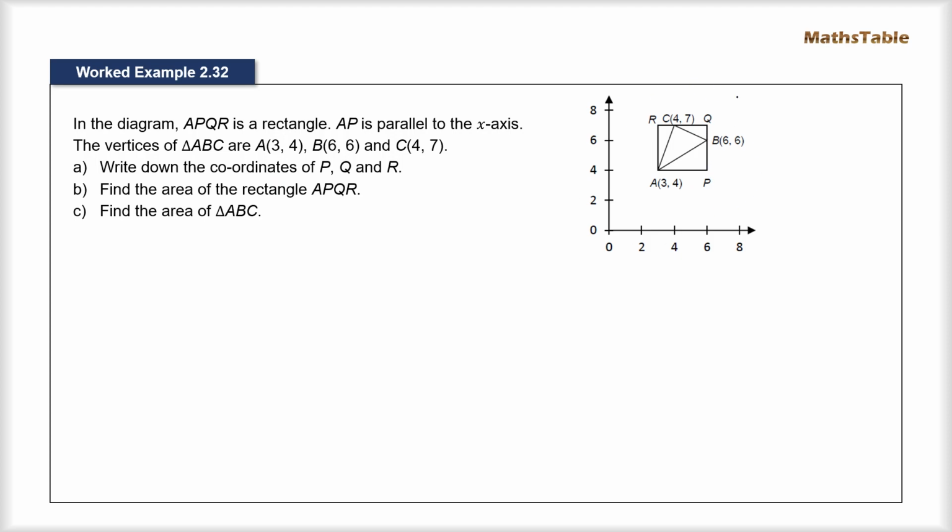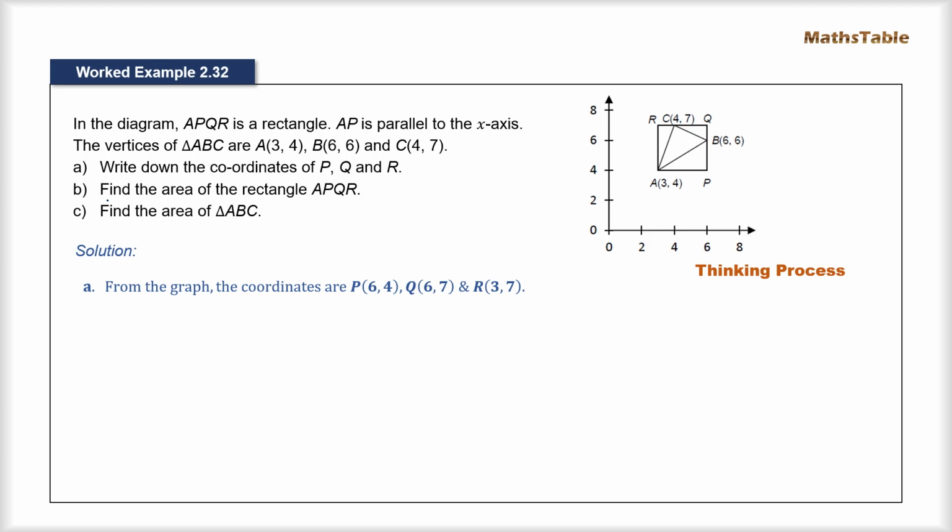Now, just by looking at this scale diagram, we can clearly see that the x-coordinate of P is 6, whereas the y-coordinate of P is 4. So, the coordinates of P are (6, 4), whereas the coordinates of Q are (6, 7), and the coordinates of R are (3, 7). So, just by looking at this figure, we can determine the coordinates of these 3 points.